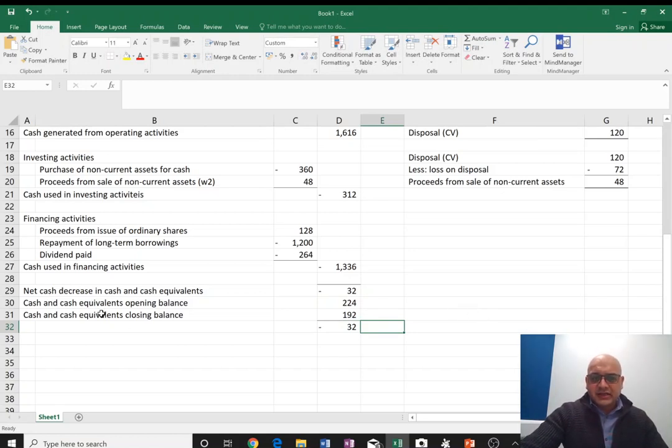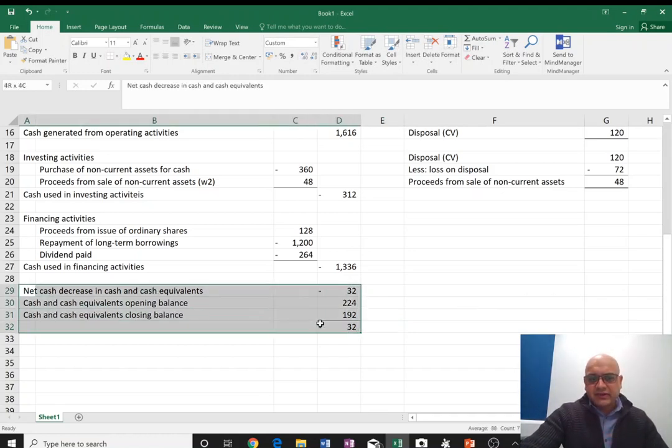So this is a little trick for the exam as well. If you don't want to add up the whole statement of cash flow because you made a mistake somewhere, you can simply take the difference between the opening and closing balances of cash and cash equivalents. If you have more than one type of cash item, you need to add up. You might have cash on hand, cash at bank, and some short-term highly liquid investments.